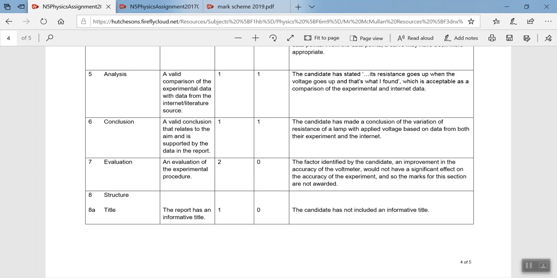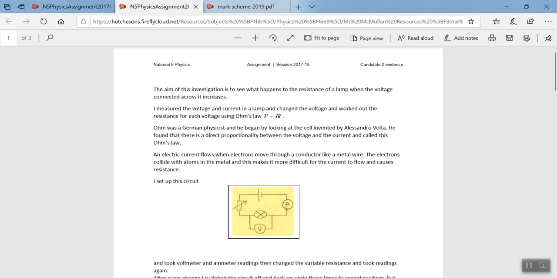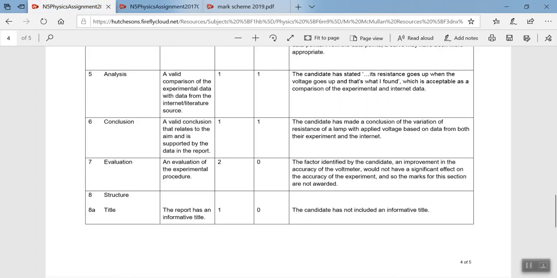The evaluation is something you need to think about and go to some textbooks or your school notes to see how we improve the experiment. They lost a mark for their title. Okay, if we look at the title, there isn't one. So include a title to get an easy mark.